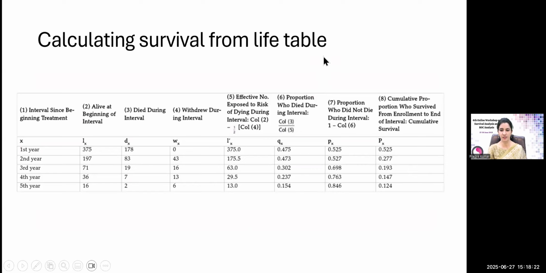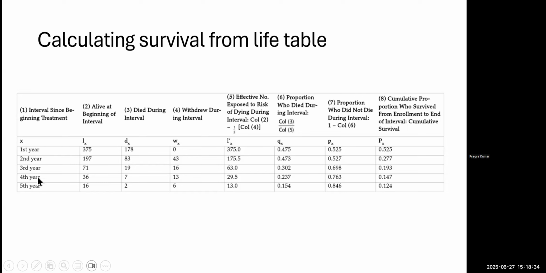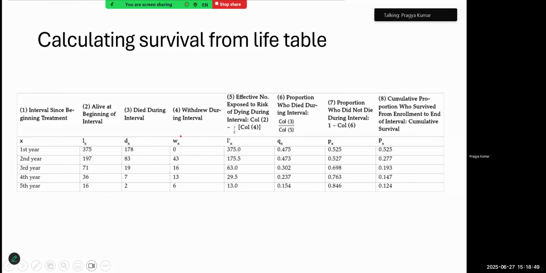So yes, this is the life table. You can see here they have given the intervals since the beginning of the treatment: at the end of the first year, second year, third year, and fourth year. This is the number alive at the beginning of the interval, 375 and 197 cases. Died during the interval, these are the numbers. And this is the number of people who have withdrawn during that interval.